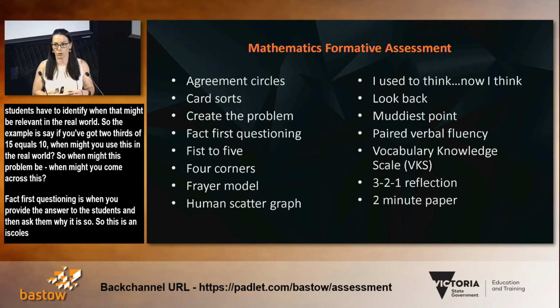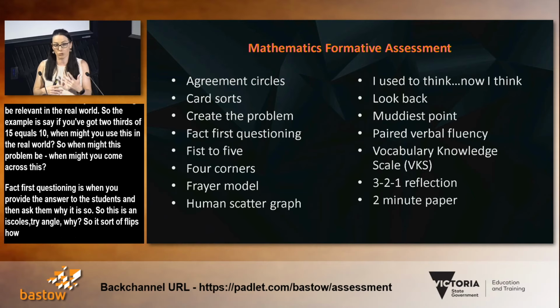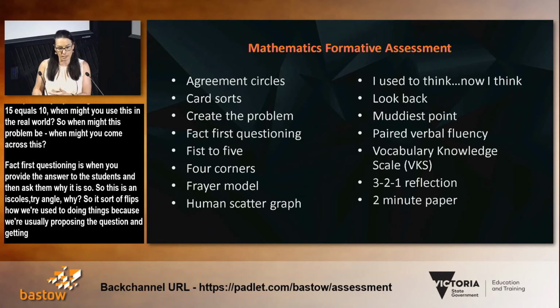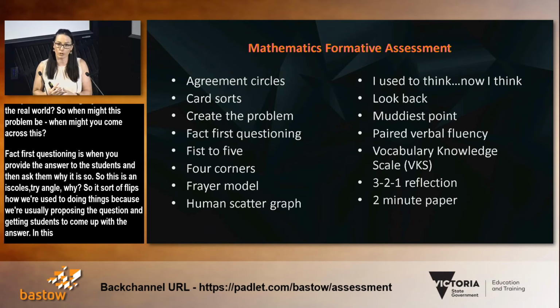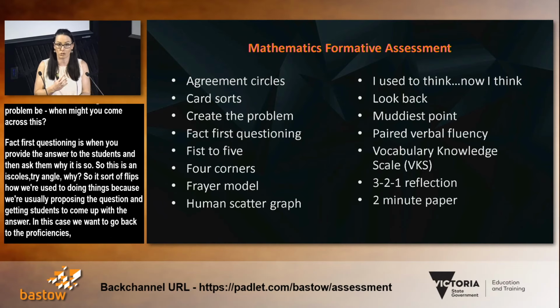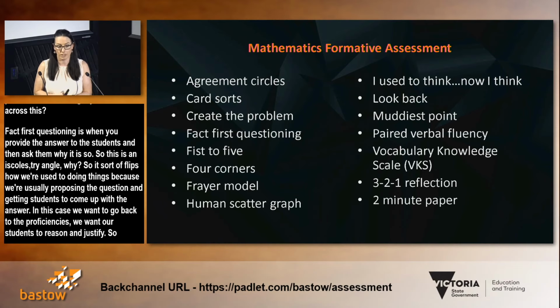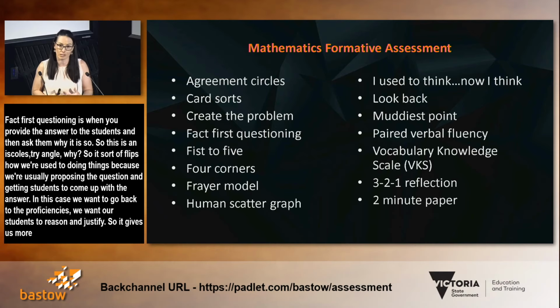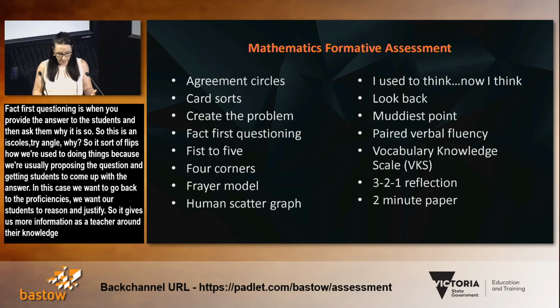This is, or x equals 6 in this, and why is that so? So it sort of flips how we are used to doing things, because we're usually posing the question and getting students to come up with the answer. In this case, we want to go back to the proficiencies. We want our students to reason and justify. So it gives us more information as a teacher around their knowledge of that topic.